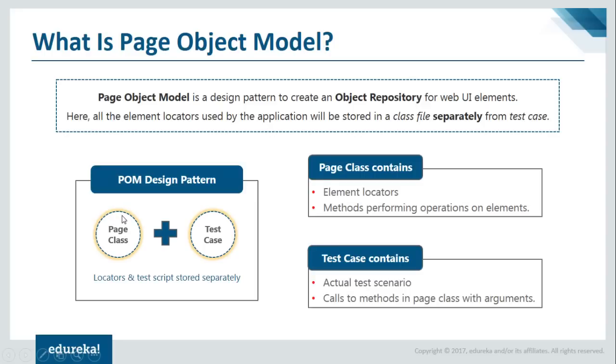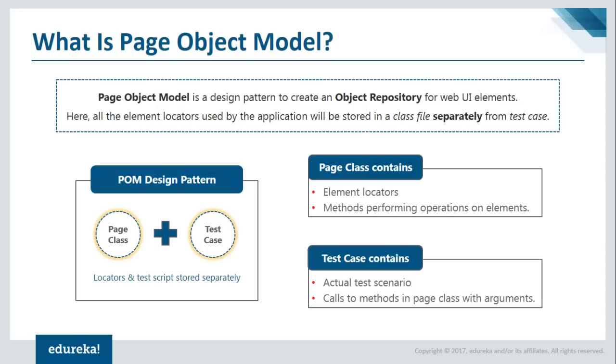Now, speaking of the page class and the test case in detail, these two contain what you see here on the screen, right? Your page class, first of all, contains your element locators, like I said, but it also contains methods which call these locators. You will have various elements on the web page. You will probably have a text box, you might have a link to another page, you might have a radio button, right?